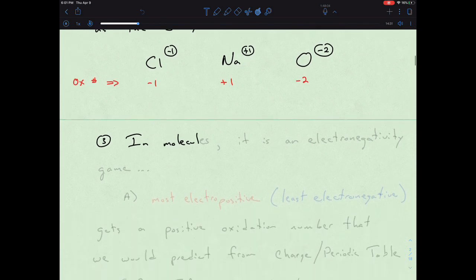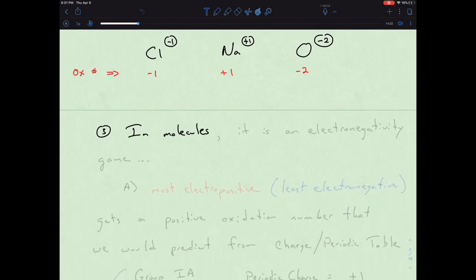So now we're getting into molecules. We're talking about elements as they exist in nature with rule 1, monoatomic elements still with rule 2, but with charge. And now we're getting into molecules. It's basically an electronegativity game at this point.